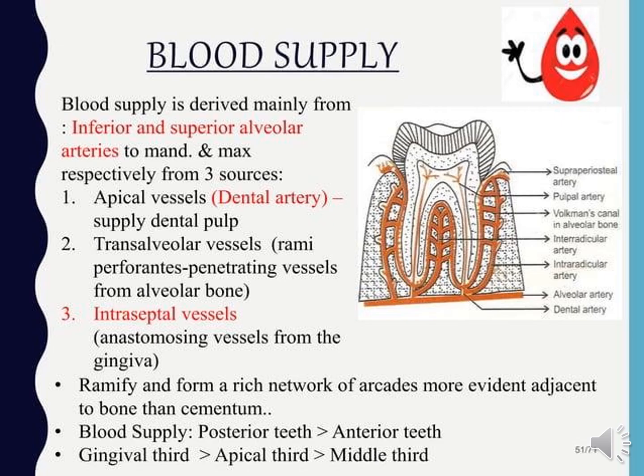Coming to blood supply. Blood supply is derived mainly from the inferior and superior alveolar arteries to the mandible and maxilla respectively, from 3 sources: apical vessels, transalveolar vessels, and interseptal vessels.